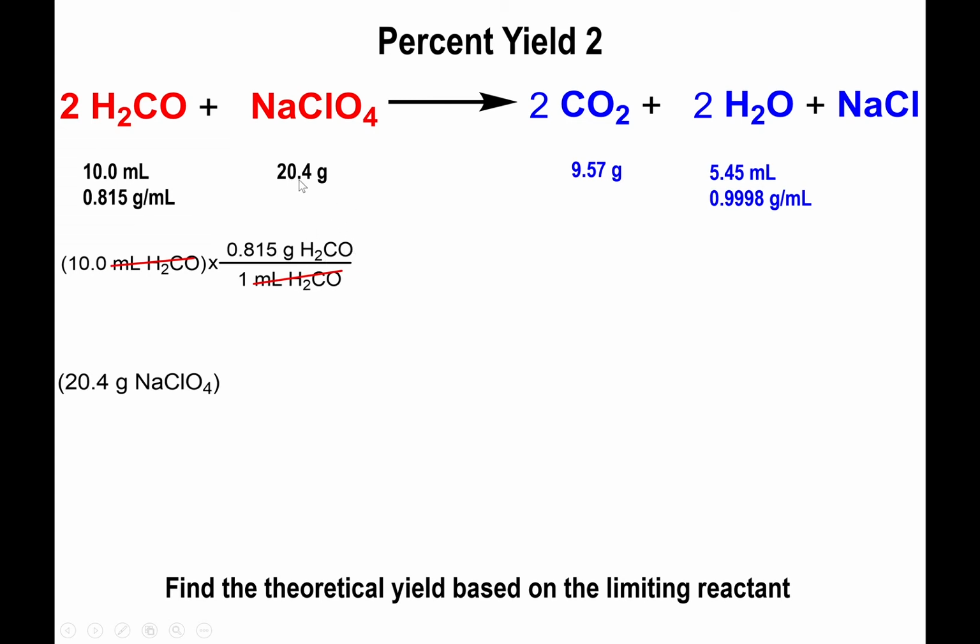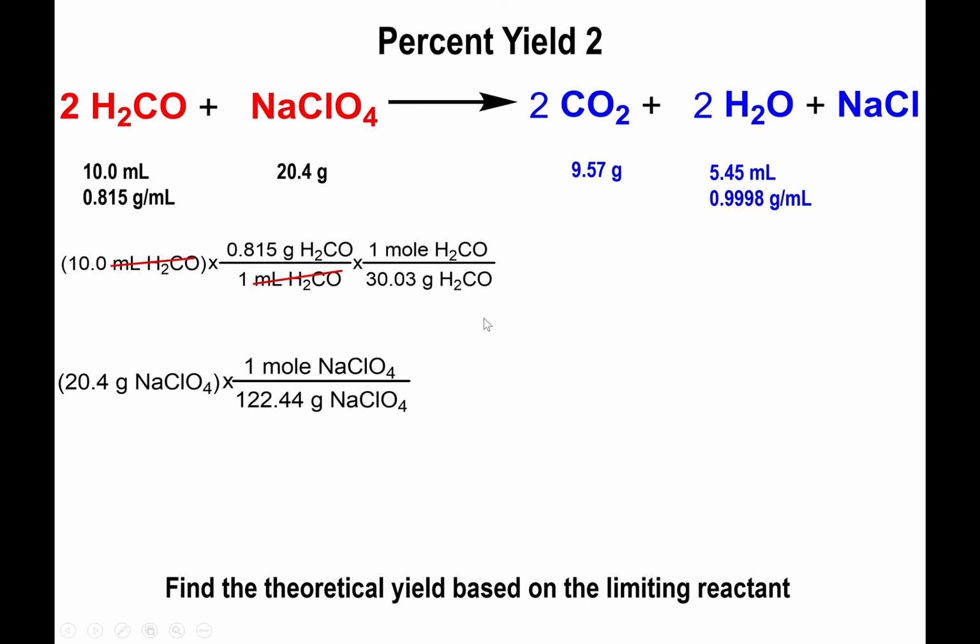We already have the mass of sodium perchlorate, the 20.4 grams. So we now have masses for both of the reactants. So here we can just do the two in tandem, and we're going to go all the way to CO2. That's our reference product for the time being. All right, so we're going to use the balanced equation to make this happen. We have 2 moles of H2CO for every 2 moles of CO2. And in the same manner, we have 1 mole of sodium perchlorate for every 2 moles of CO2. So we use that as our premise.